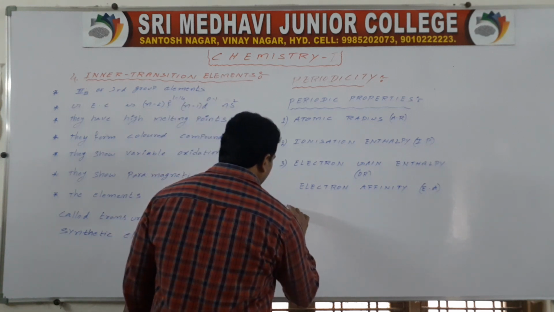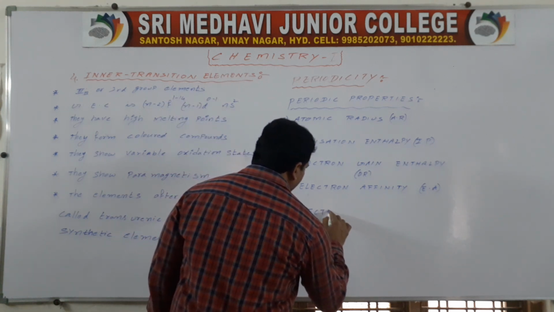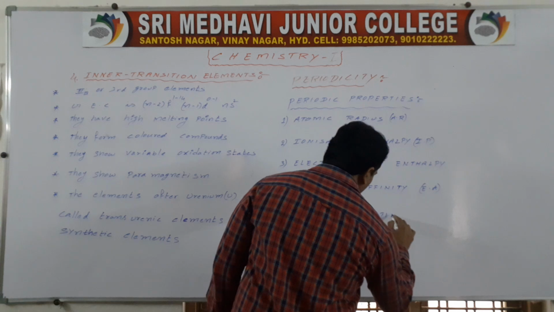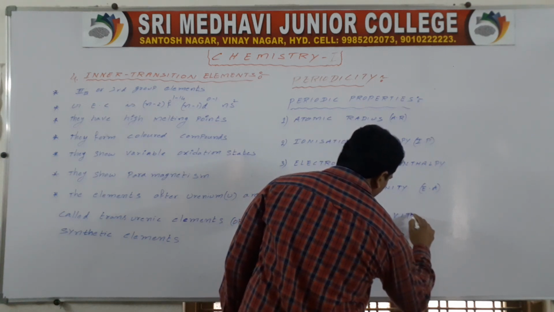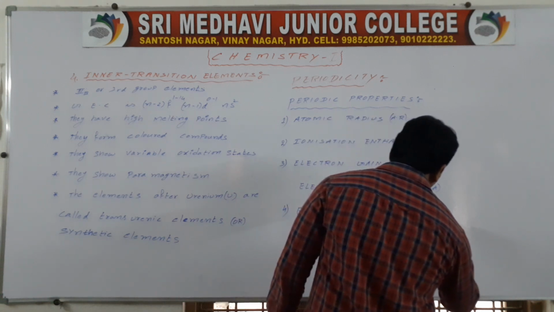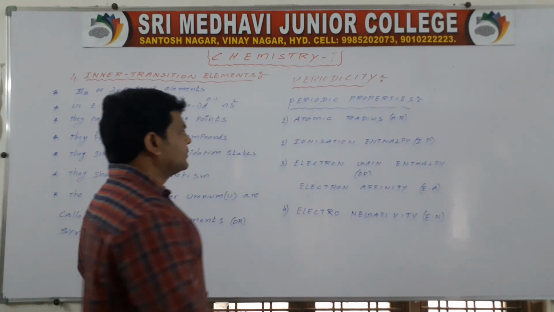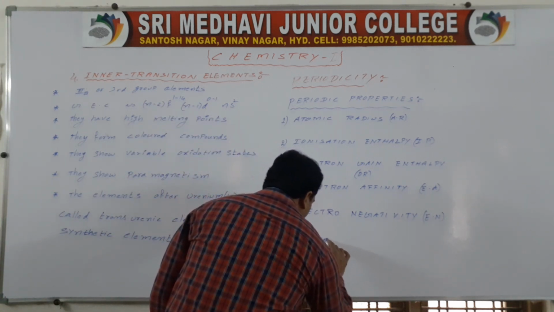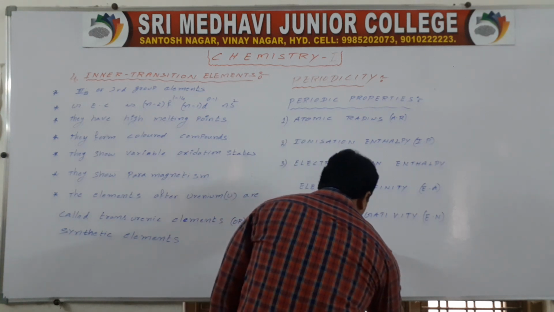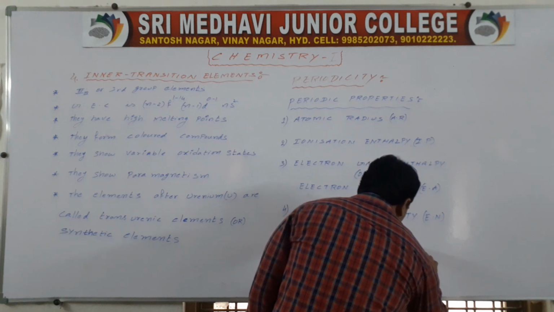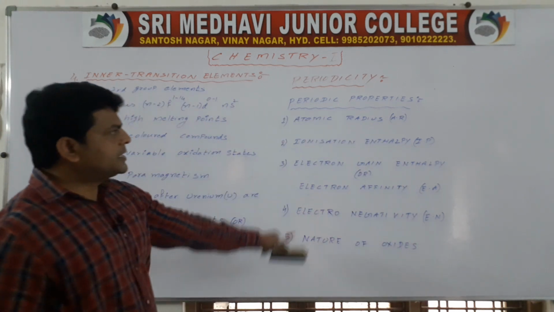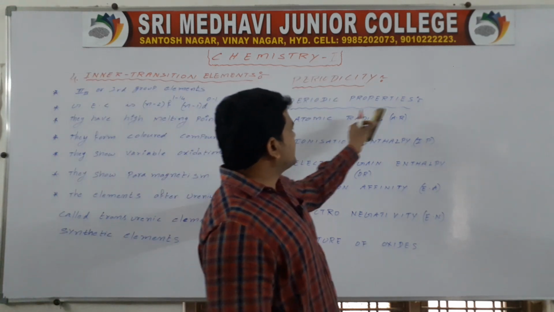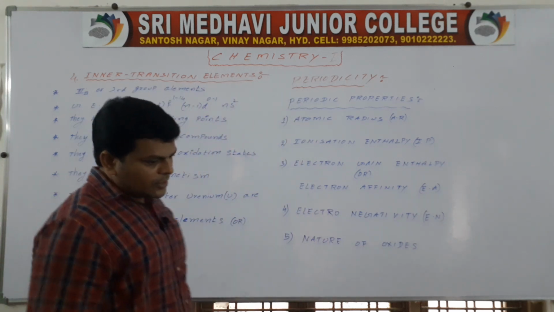Next, the fourth one is electronegativity, EN. The fifth one is the nature of oxides. These are the periodic properties. So what is periodicity? It is the repetition of properties of elements at regular intervals in the periodic table.